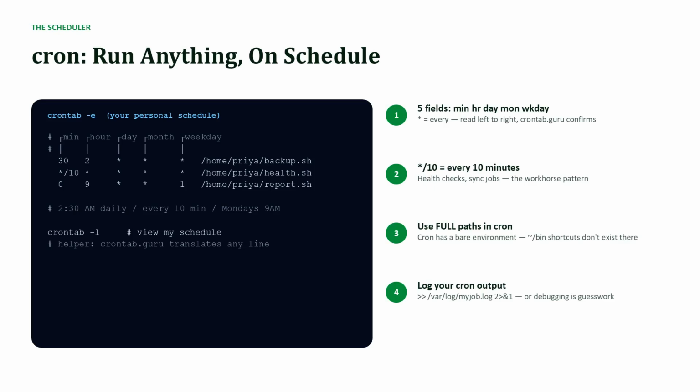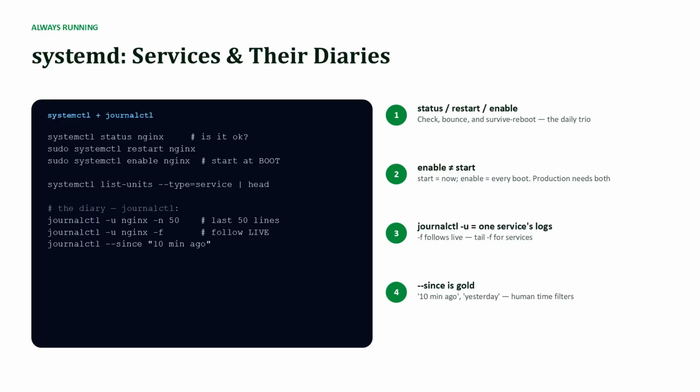2 rules that save hours of confusion. Use full paths in cron jobs, because cron runs with a bare environment. Your shortcuts don't exist there. And always redirect output to a log with part 12's 2>&1, or debugging becomes guesswork. Services, the programs that must always run, belong to systemd.